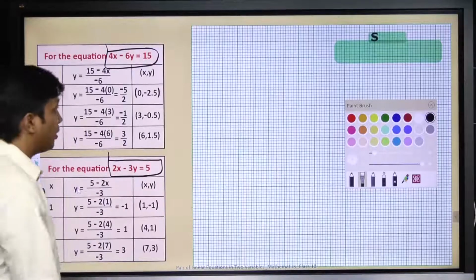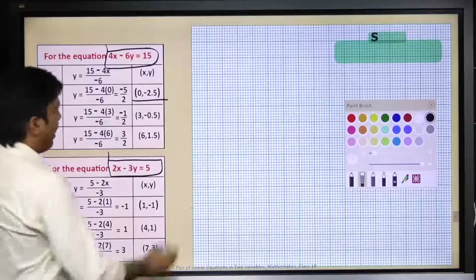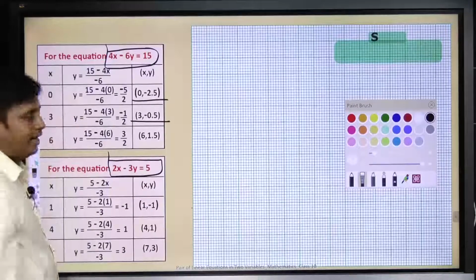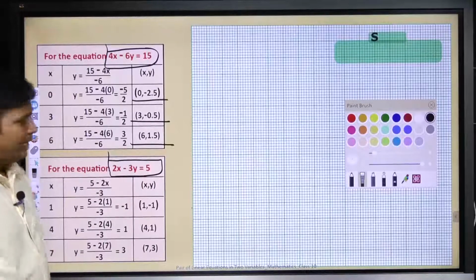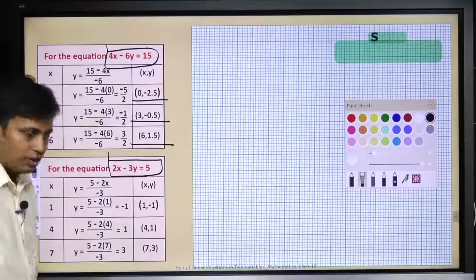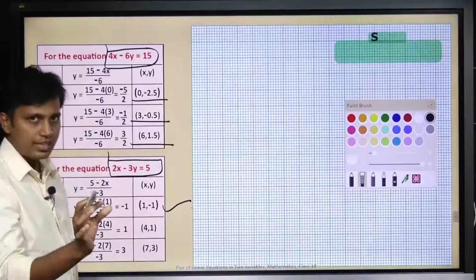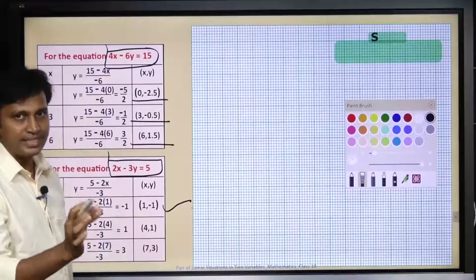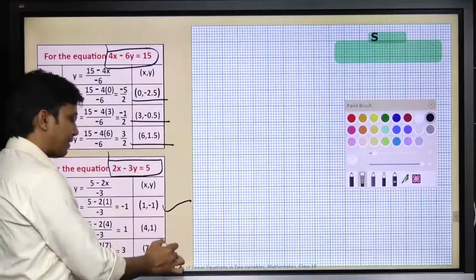So therefore the ordered pairs obtained in such a way are (0, -2.5), and here (3, -0.5), and the third one would be (6, 1.5). Okay, in the same way you obtain the ordered pairs of the second equation also. Ordered pairs means solutions in terms of x and y, right? So here (1, -1) and (4, 1) and (7, 3), right?